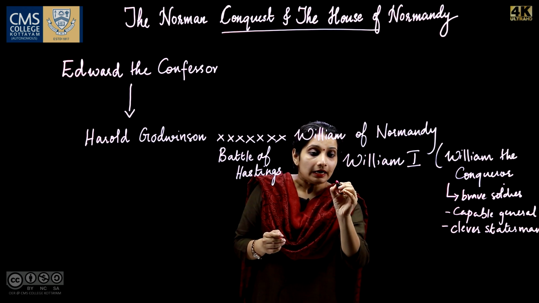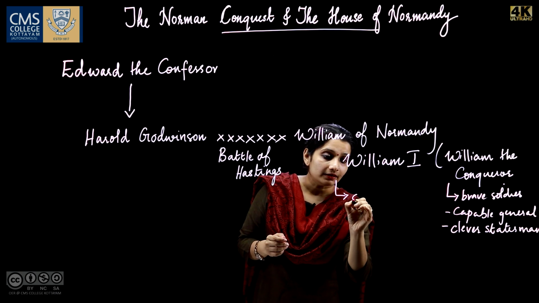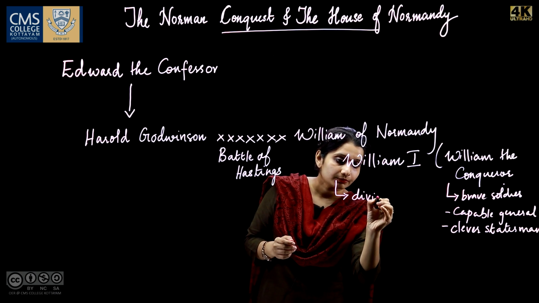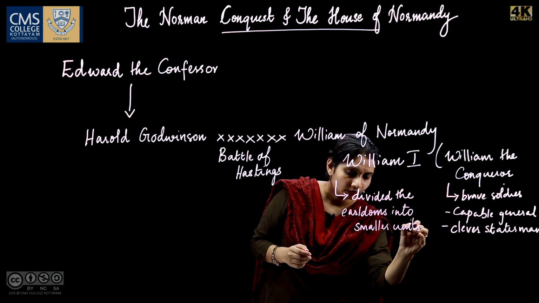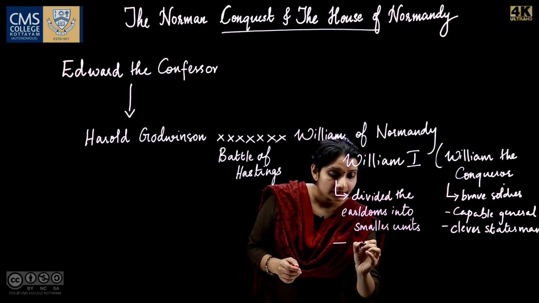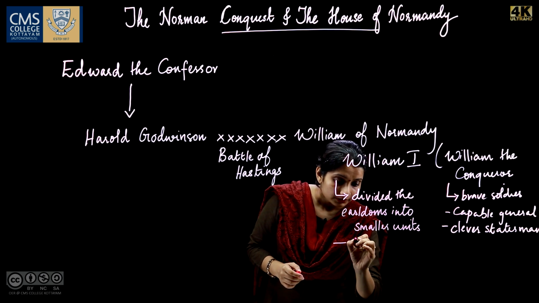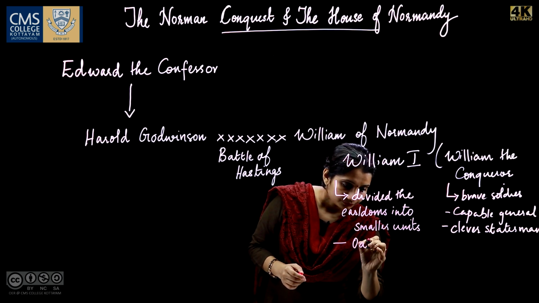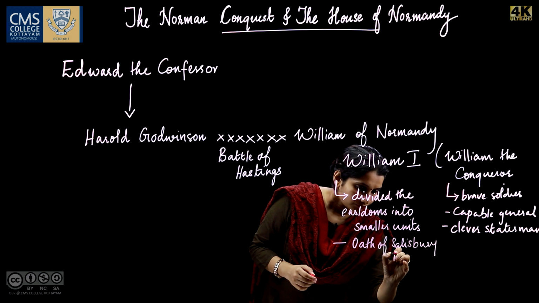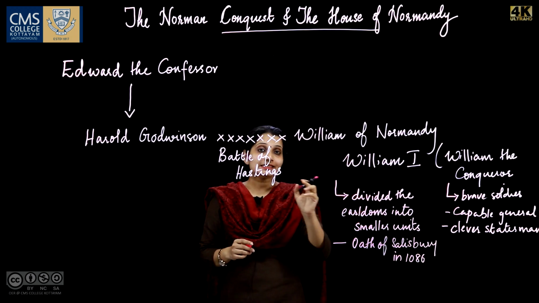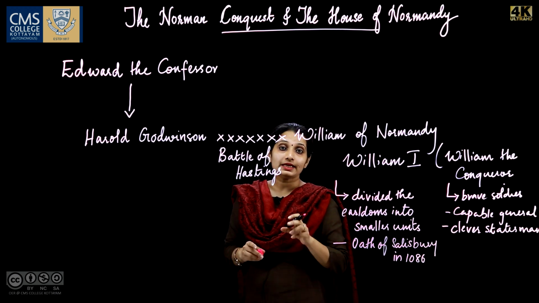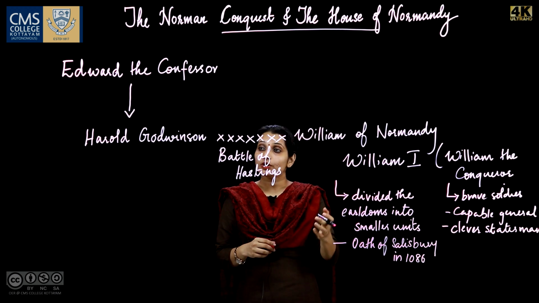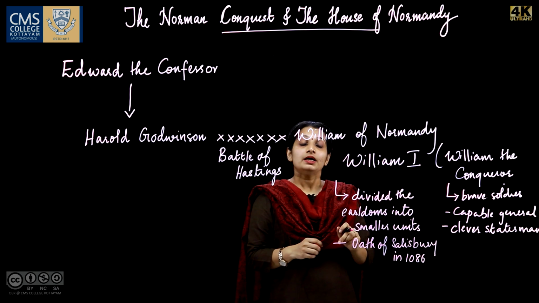So William divided the earldoms into smaller units, and also made people swear the Oath of Salisbury. So by these acts, he made sure that nobody in the country was powerful enough to go against the king.